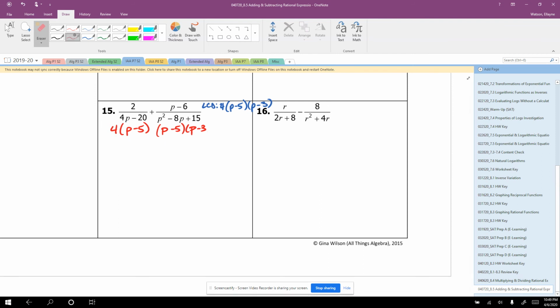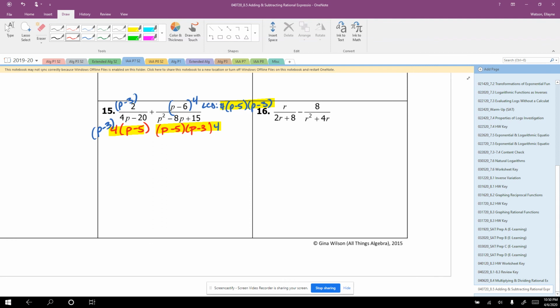Okay, now that I know what my LCD is, I need to figure out what I need to multiply everything by. So I'm going to try to do this without having to write it out again. What's missing from the first term? It looks like p minus 3 is missing, right? So you need this to match this, and you need that to match that as well. So in the first one, p minus 3 is missing. So I'm going to multiply top and bottom by p minus 3. And the second term, what's missing is the 4. So I'm going to multiply this by 4 and a 4 down here. Hopefully that makes sense to you guys.